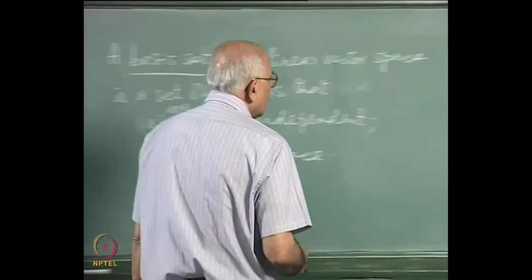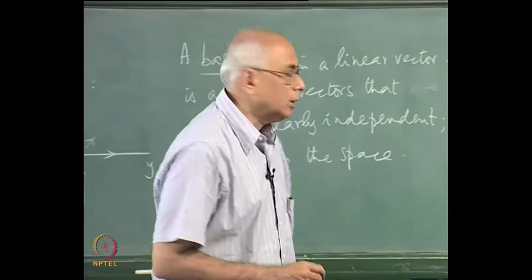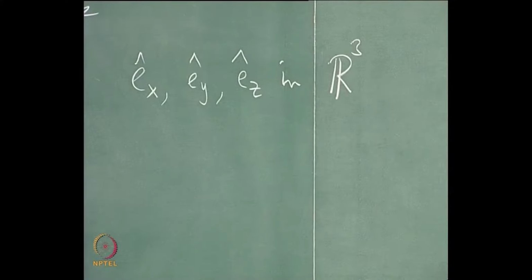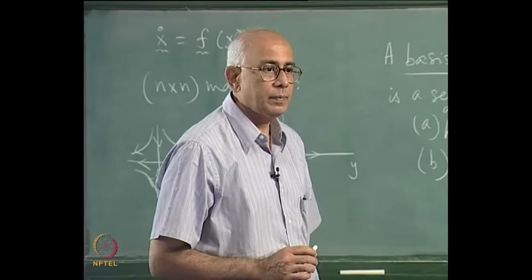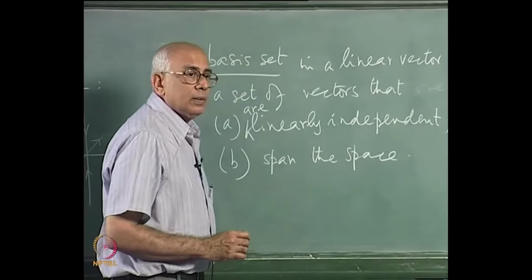Therefore they are linearly independent of each other. On the other hand, the combination Ex plus Ey divided by square root of 2 is not linearly independent of Ex and Ey, it can be written as a linear combination of these vectors. These vectors also span the space, because any vector in 3-dimensional space can be written uniquely as a linear combination of some scalar numbers times these unit vectors. Both these concepts are necessary.